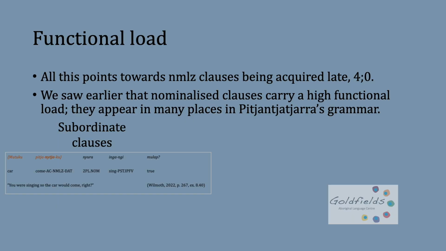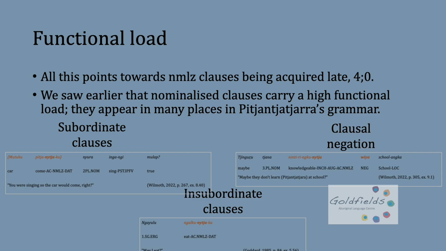But there are a few curveball factors that we have to take into consideration. The first one is that we saw that nominalised clauses carry a heavy functional load. They have a variety of functions in Pitjantjatjara's grammar. They can function as subordinate, adverbial and complement clauses, as insubordinate requests for states of affairs, and then they're also used in instances of clausal negation. What we might infer from this functional load is that children are likely to be surrounded by nominalised clauses as they're acquiring their first language. Caregivers, siblings, friends will have many causes to use nominalised clauses.